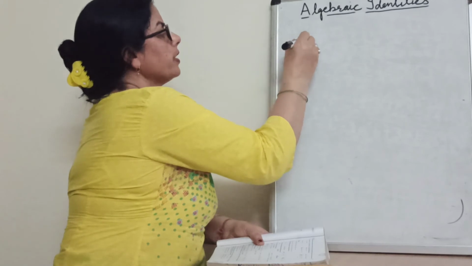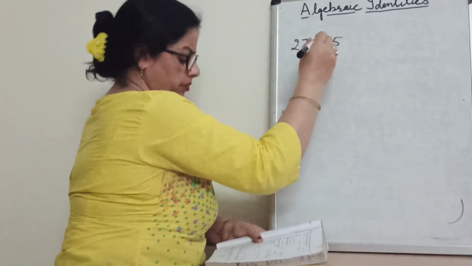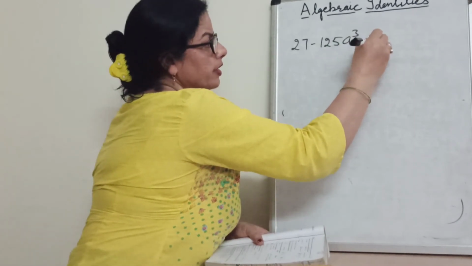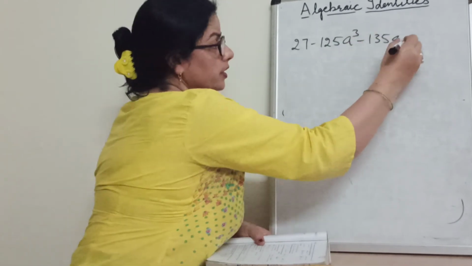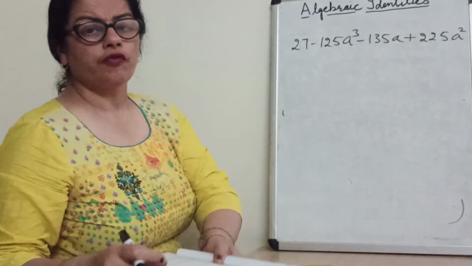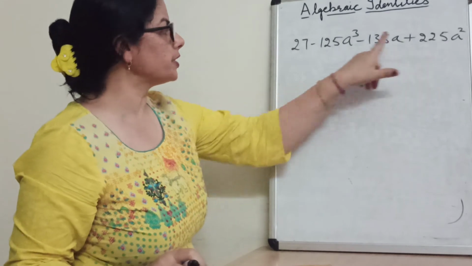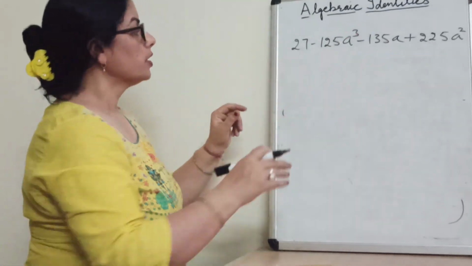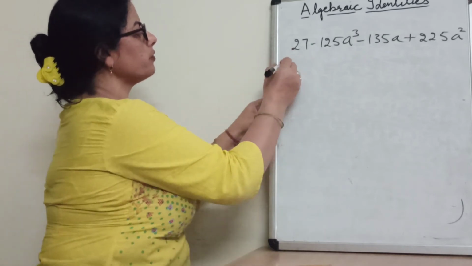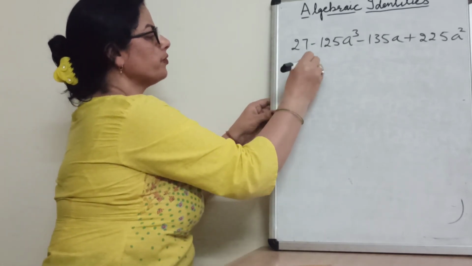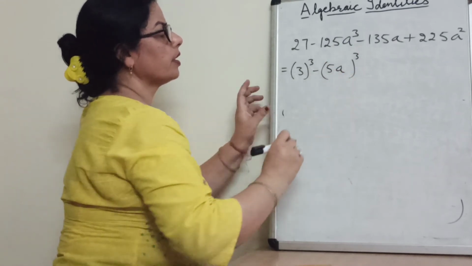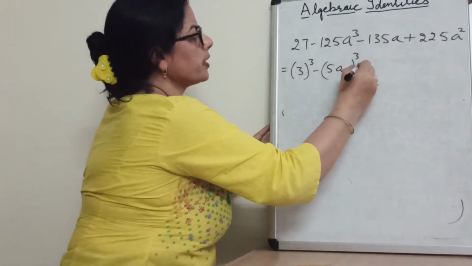27 minus 125 a cube minus 135a plus 225 a square. See, here also four terms are there. First and last positive, second and third negative. First we will see how we can write two terms as cubes. 27 we can write as cube of 3. This we can write as cube of 5a. And now no need to see, only see the sign, minus as it is.